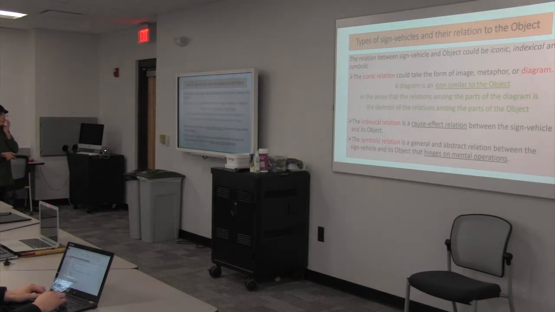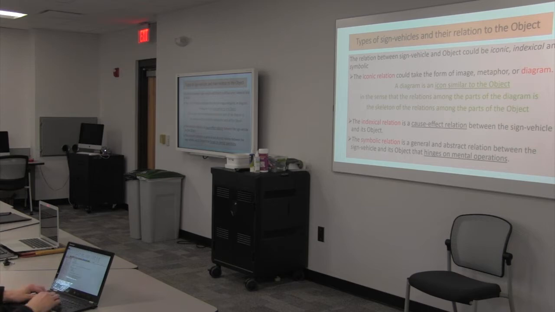Now, one of the types of sign vehicles that Peirce talks about, and Peirce influenced many people, among them Bruner, is the iconic relation, the indexical relation, and the symbolic relation. Here, a sign vehicle intends to represent an object that we cannot see with the senses, that we can see only in our minds. And for the iconic relationship, Peirce is very famous for the redefinition of the iconic sign vehicle, as he is for the notion of the interpretant as the third element of the sign.